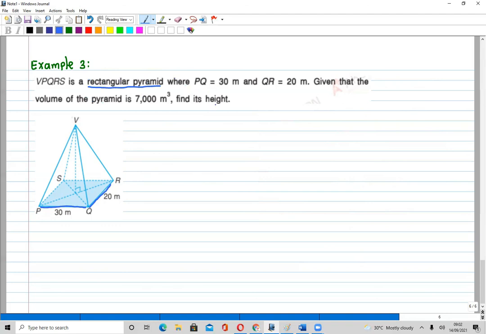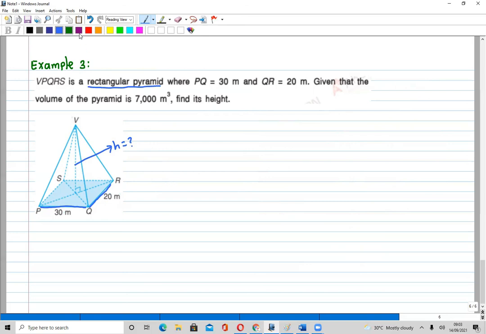Where PQ is 30 meters and QR is 20 meters. Given that the volume of the pyramid is 7,000 cubic meters, find its height. You see that? Now, for this question, we have got the volume, we have got the base, but we don't know this height. We don't know how high it is.